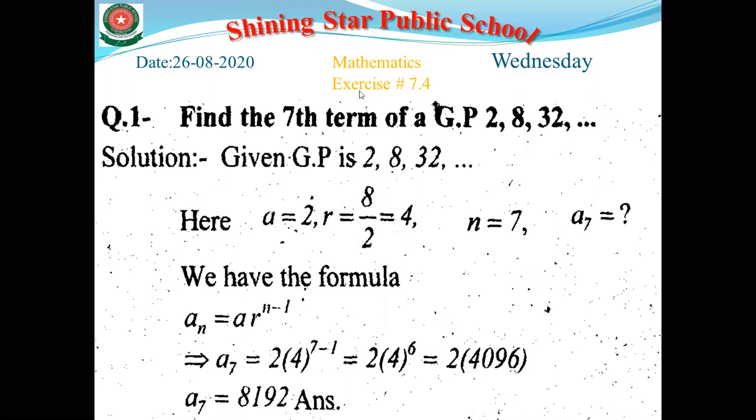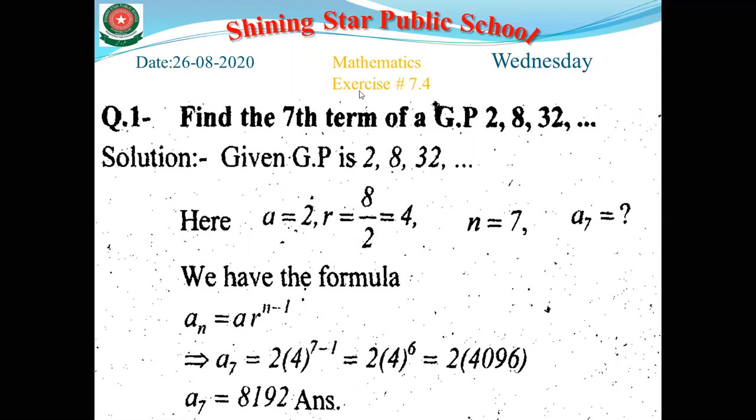2, 8, 32. So first of all, the given GP is 2, 8, 32. GP means geometric progression. So here A is 2 and R is 4, N is 7. Now, in our previous exercises 7.1, 7.2 and 7.3, all these three exercises cover the topic of AP, meaning arithmetic progression.